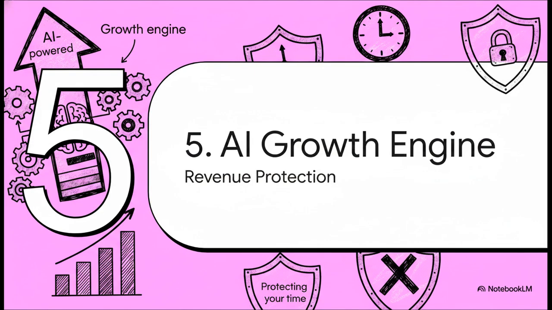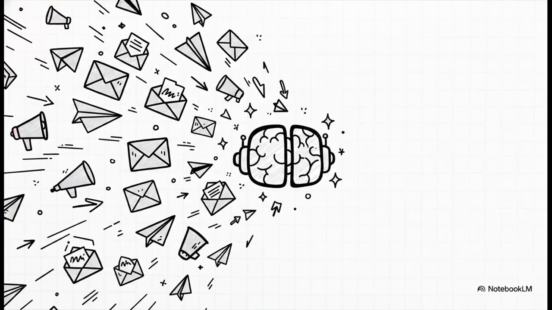Section 5. AI-powered growth engine, marketing and revenue protection. Now, it's not just about managing the work you've already got. It's about actively hunting down new growth. Here, the AI acts as your dedicated marketing assistant. Running on a Gemini-powered AI engine, Chameleon can draft highly targeted promotional campaigns, automated win-back emails for old clients, and even custom legal waivers in a matter of seconds.